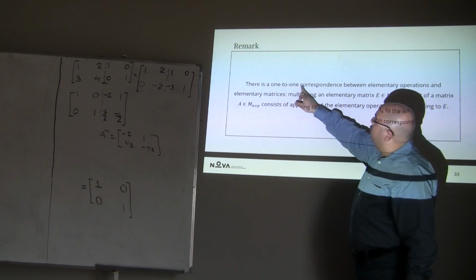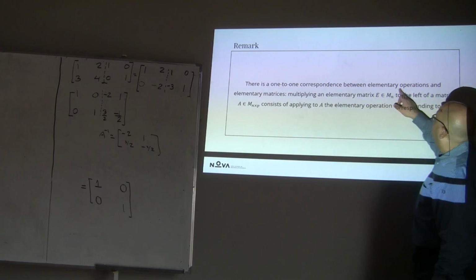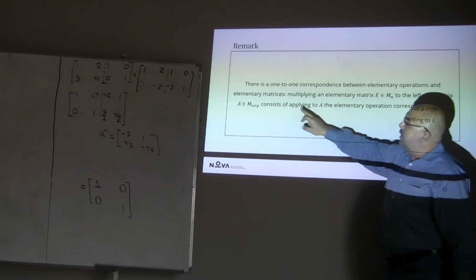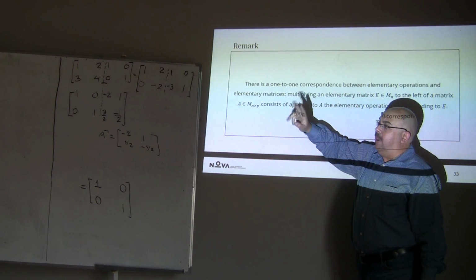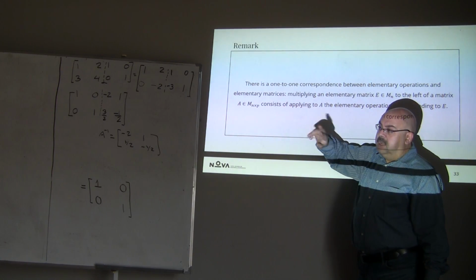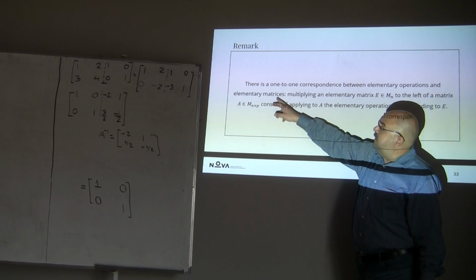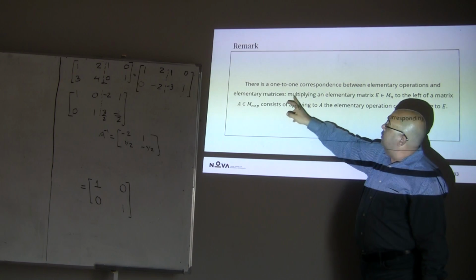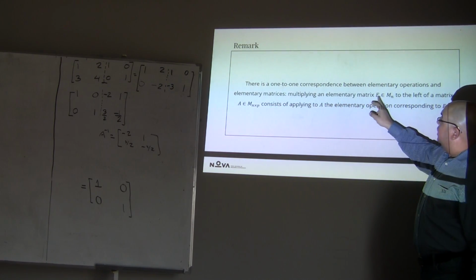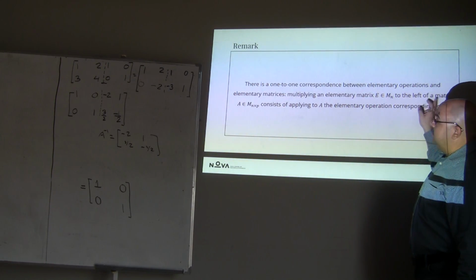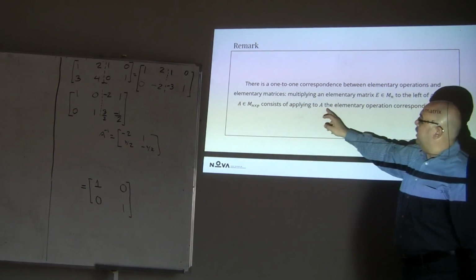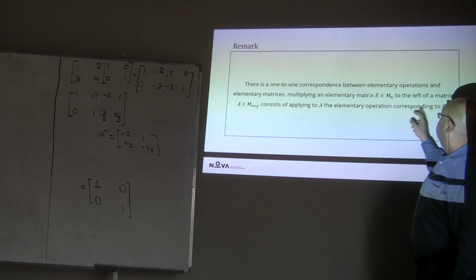There is a one-to-one correspondence between elementary operations and elementary matrices. يعني كل واحدة من العمليات الأساسية اللي بعملها في الماتريسيز ينفع إنك تعملها على elementary matrix. Multiplying the elementary matrix E to the left of a matrix A consists of applying to A the elementary operation corresponding to E.